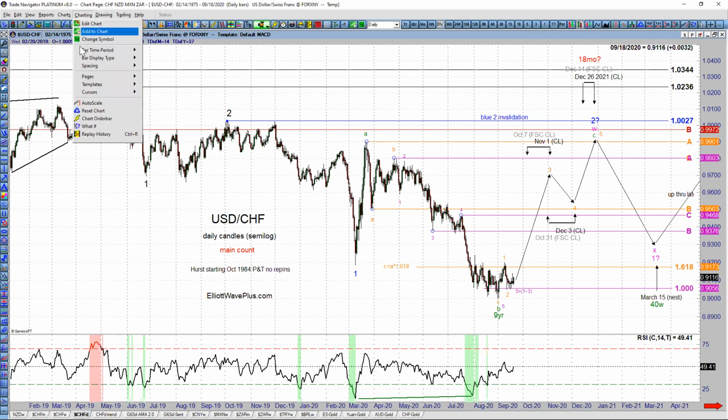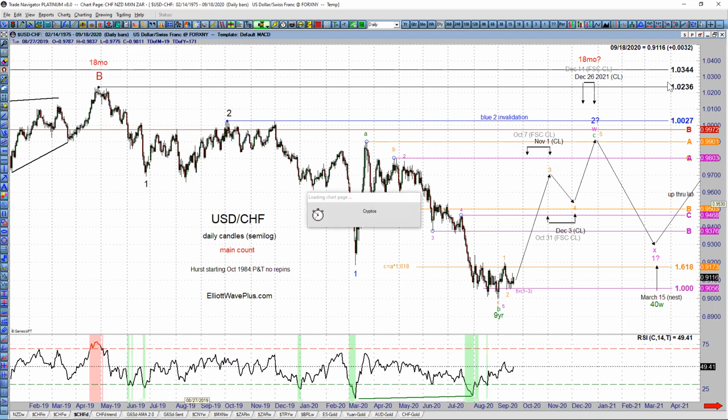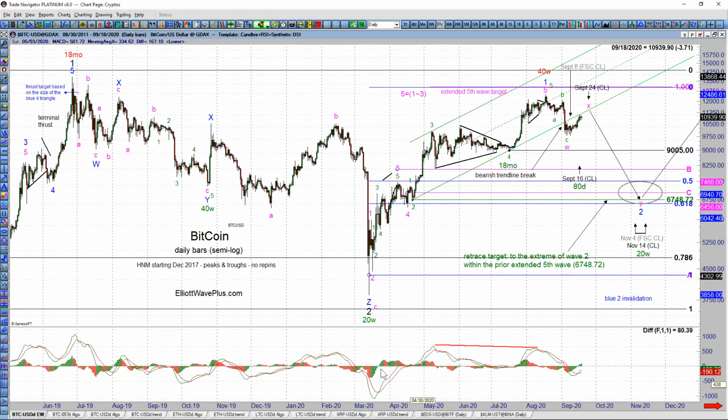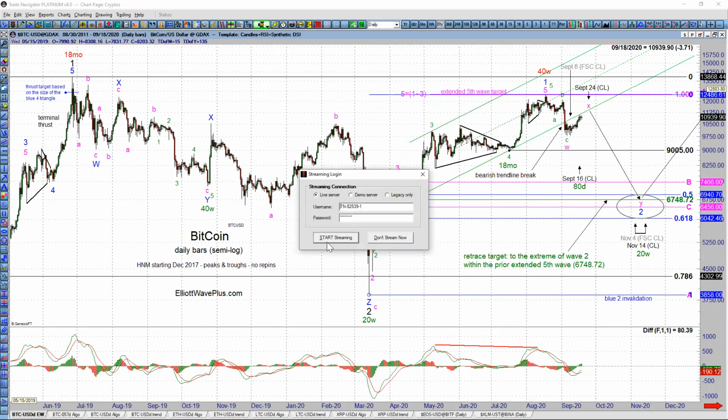And then one last peek at Bitcoin as far as the Elliott Wave and Hurst roadmap on Bitcoin. Over the weekend, it's moved up just enough to overlap this low back here by a little bit. So I'm going to turn on the streaming.